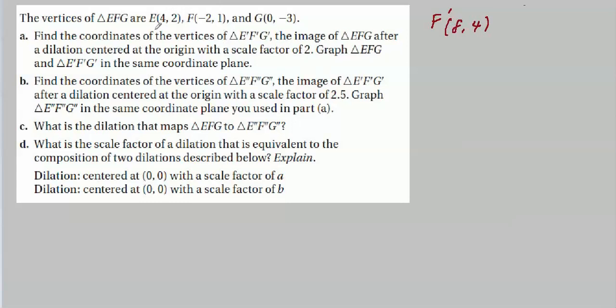This one, minus 4, and oops, that was E. Oh, I see. Well, I can correct that mistake pretty easy. Okay, E prime is 8, 4. F prime is minus 4, 2, just double both coordinates, and G prime is 0. 2 times 0 is still 0. Minus 6.